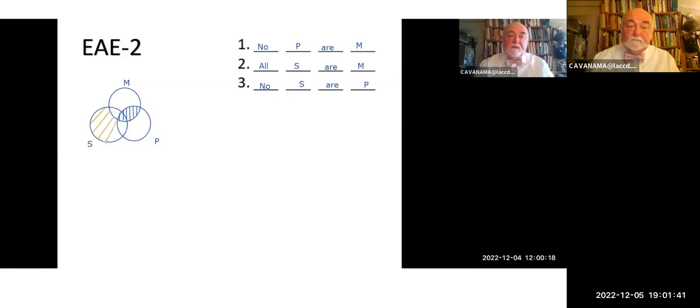And remember, I want to do both bits, not just one. I've got to shade this bit here as well as the other. Okay, and what I've done now is I've shown that all S are M, nothing in the S circle is not also in the M circle.